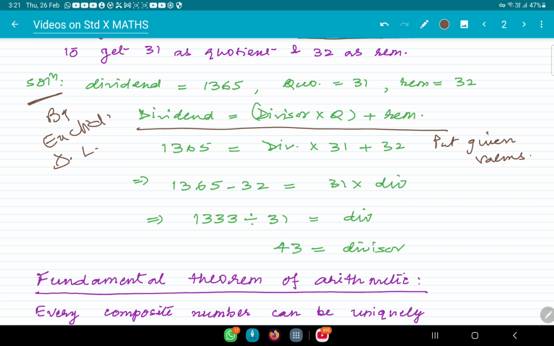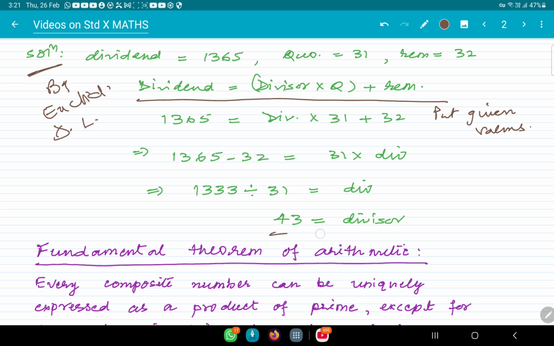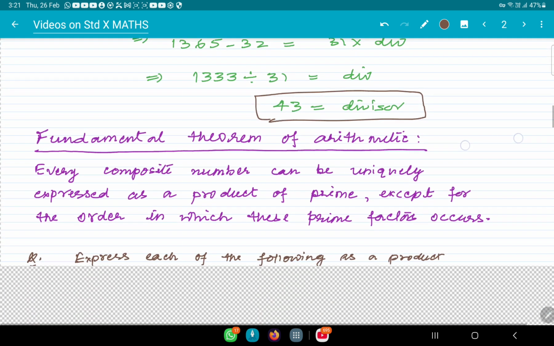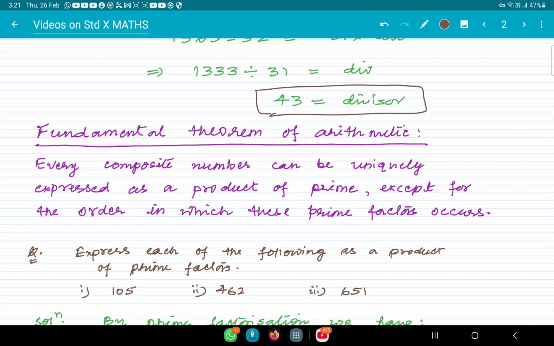So just do simple arithmetic and you will get the value of the divisor, and write the final answer in a box. So the divisor is 43. Now I am explaining the fundamental theorem of arithmetic.